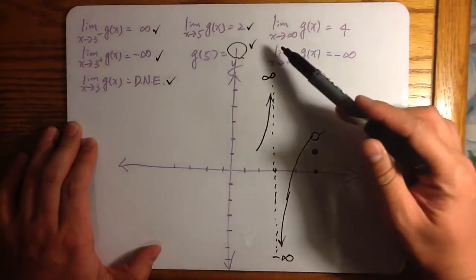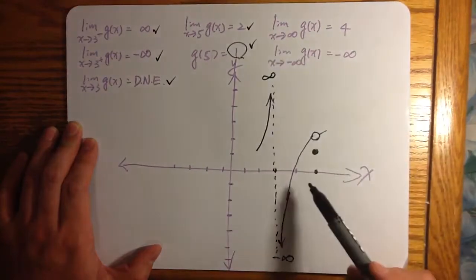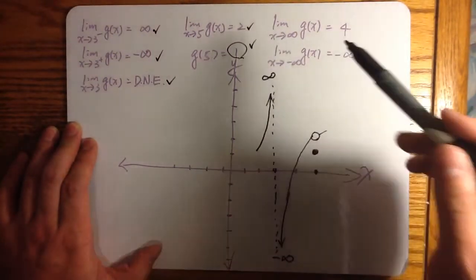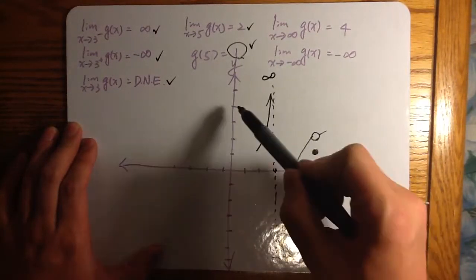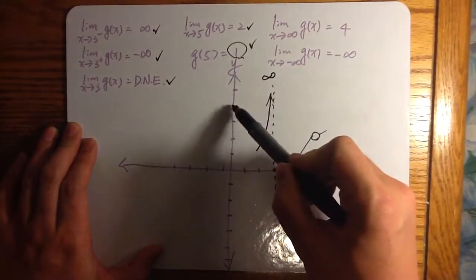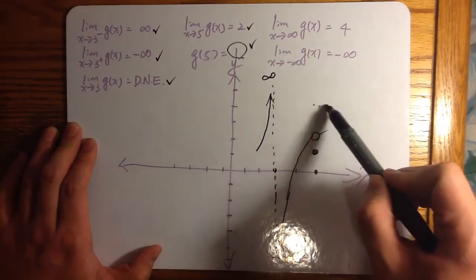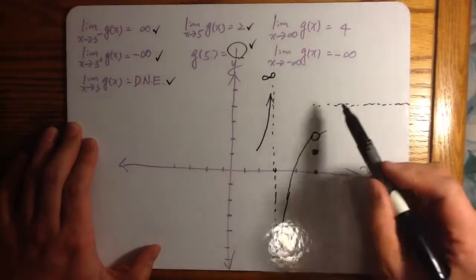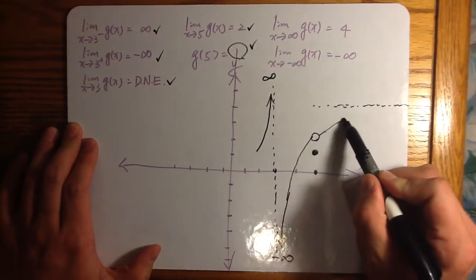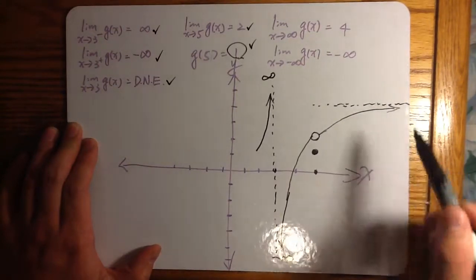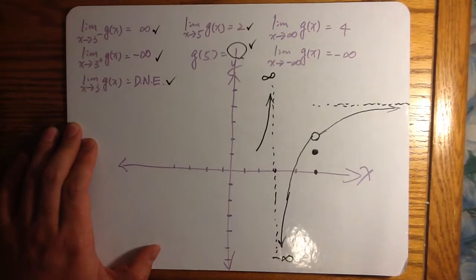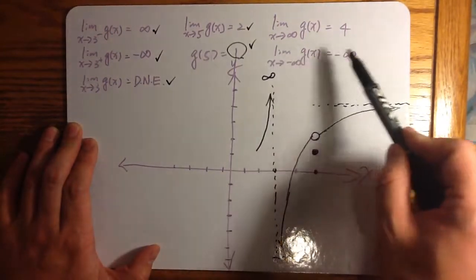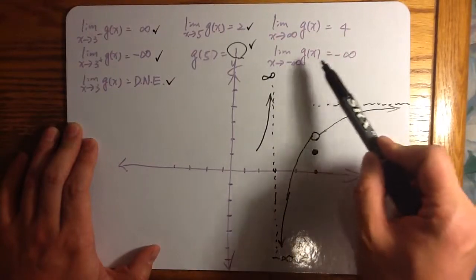Now let's look at the end behavior. When x approaches positive infinity, so when x keeps going on forever, it's going to equal 4. That means there's a horizontal asymptote. If we extend horizontally, 4 is right here. We extend it up, it's going to be like this. Since it approaches 4, it never touches 4, so it's going to be like this all the way to the end. And also, when x approaches negative infinity, the whole function actually approaches negative infinity.